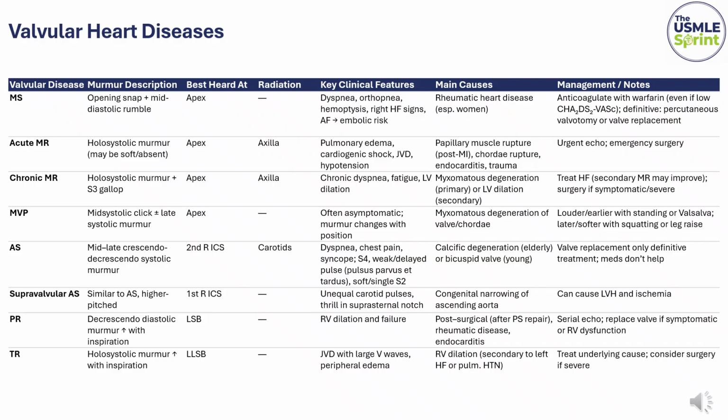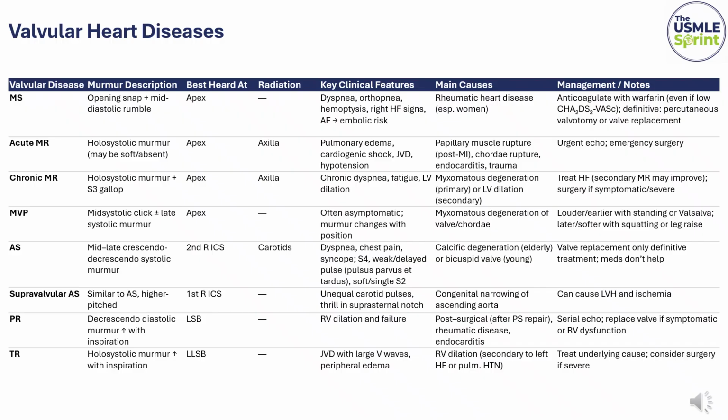Next, aortic stenosis, another Step 2 monster. The typical patient is an older adult with calcific degeneration of a normal trileaflet valve or a younger patient with a congenital bicuspid valve. There's a long asymptomatic phase, but once symptoms start, dyspnea, chest pain, or syncope, the prognosis drops fast.